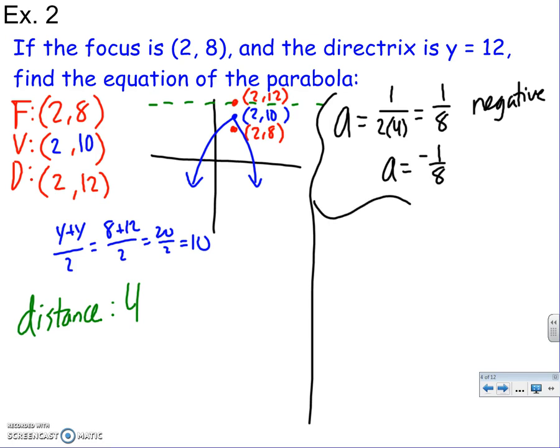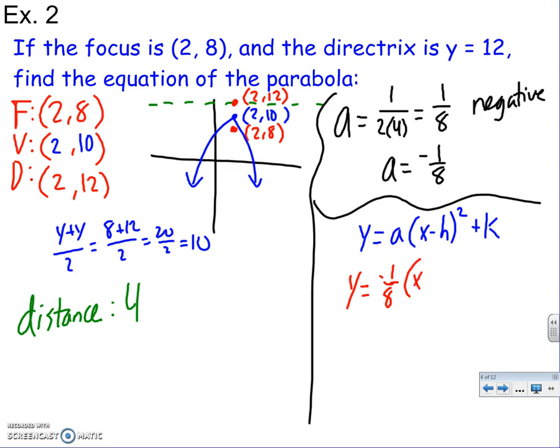And last step, 4, plug in A and the vertex into our vertex form equation. So y equals A parentheses x minus h close parentheses squared plus k. All right, we'll fill it in, leave y alone. A is negative 1 over 8.